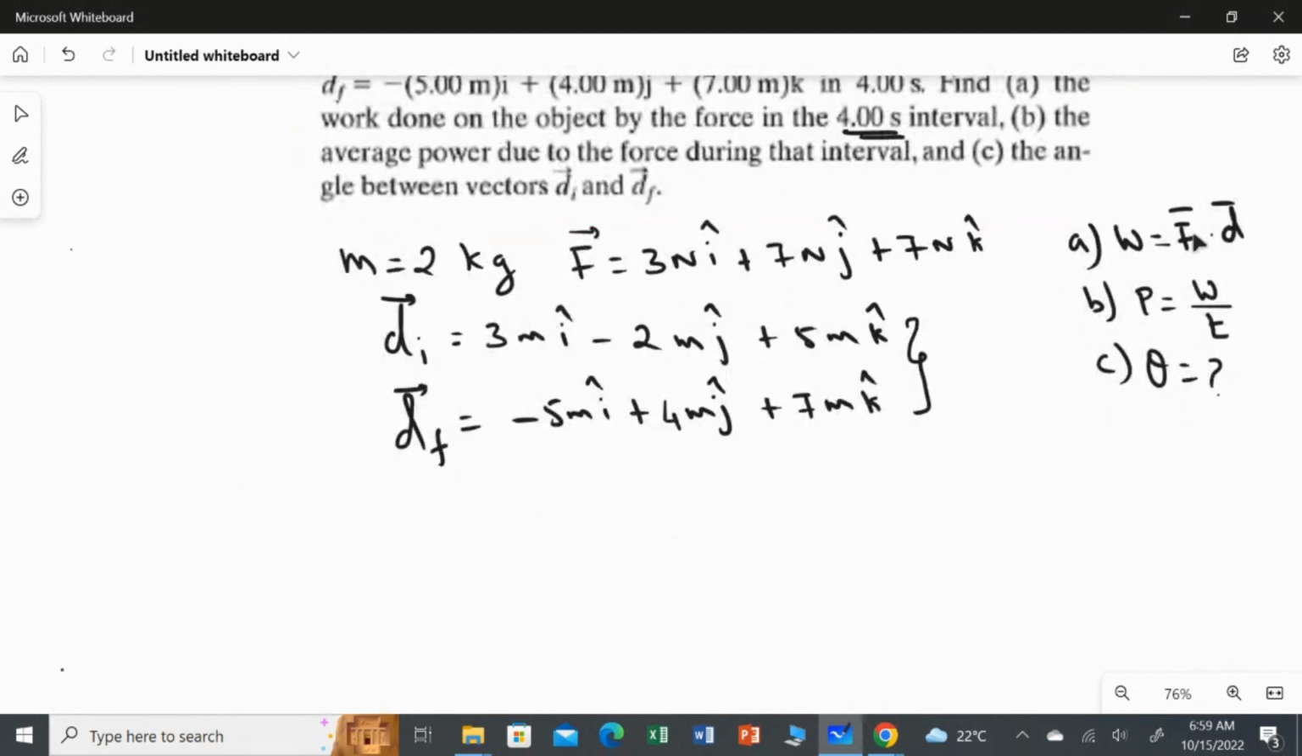So for the first question, we are going to find the value of the work done. For that, we need the displacement vector. But in this question, the displacement vector is not given. Only the initial position in vector form and the final position in vector form are given as vector equations.